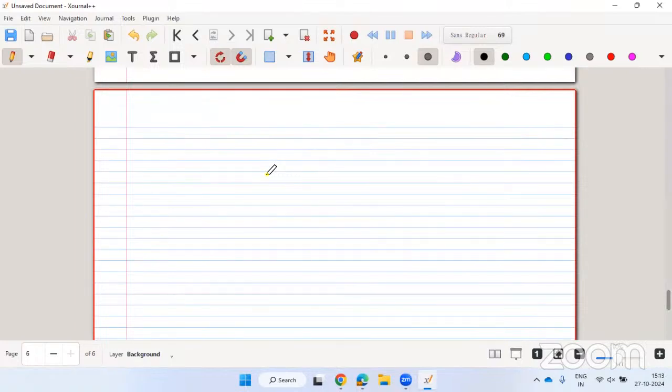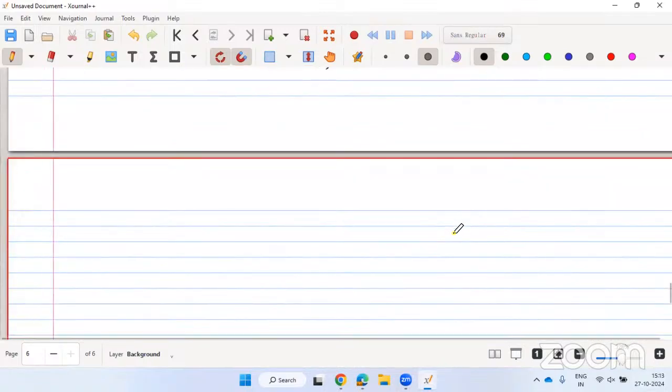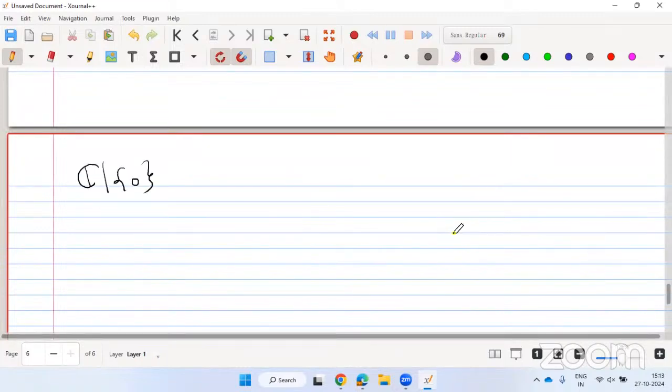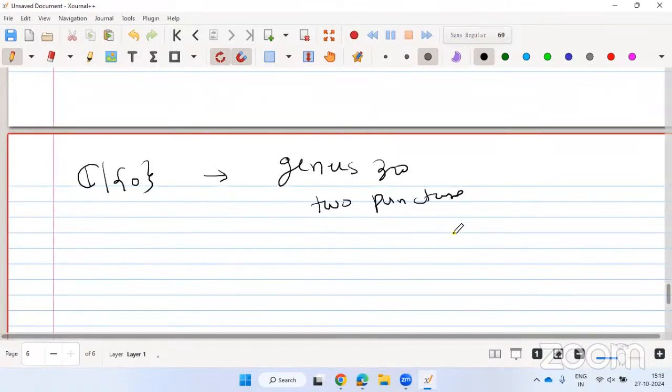Genus 0. So step one is I want a Riemann surface. The Riemann surface is very clear, like C minus 0. This is the Riemann surface. So this Riemann surface is genus 0 and has two punctures. What are the two punctures? One is 0, another is infinity. These are the two punctures.